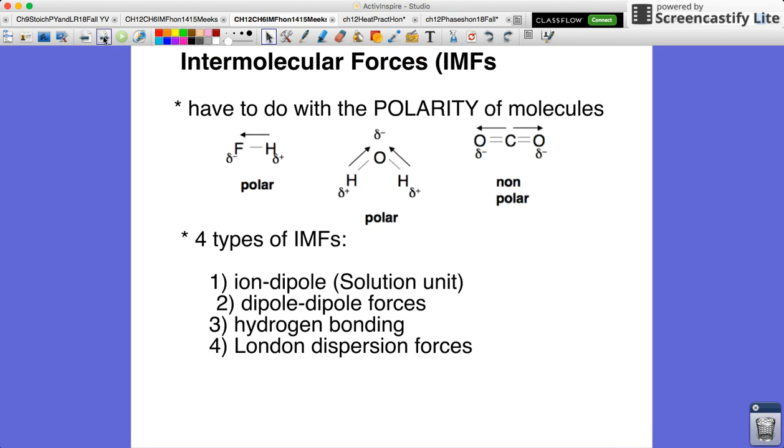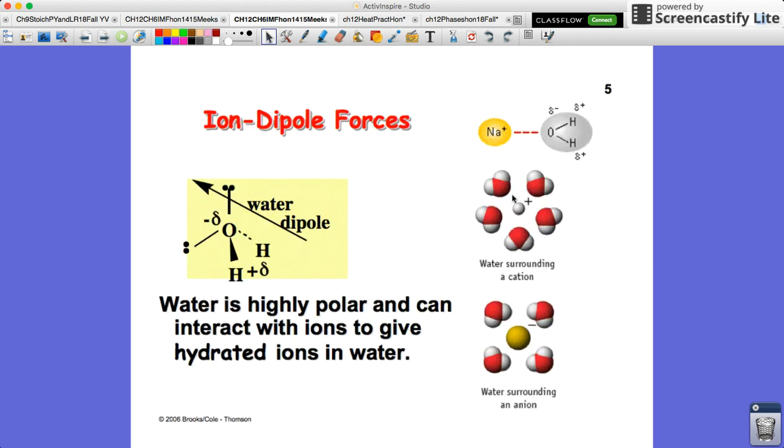There are four major categories that we're going to talk about, which include the ion dipole, dipole-dipole, hydrogen bonding, and London dispersion forces. And they all have to do with the polarity of the molecules involved. So first we'll look at the ion dipole, and that is exactly what you would think it is. It's the interaction between an ion and a dipole. Now a dipole is just something with two poles, so a positive pole and a negative pole. So any polar molecule is a dipole.